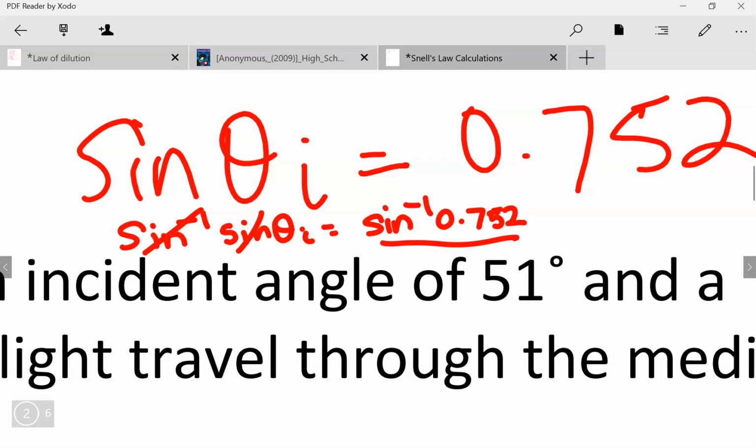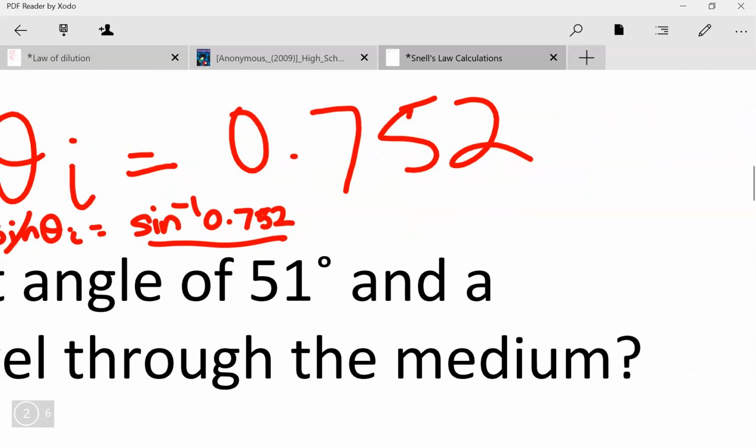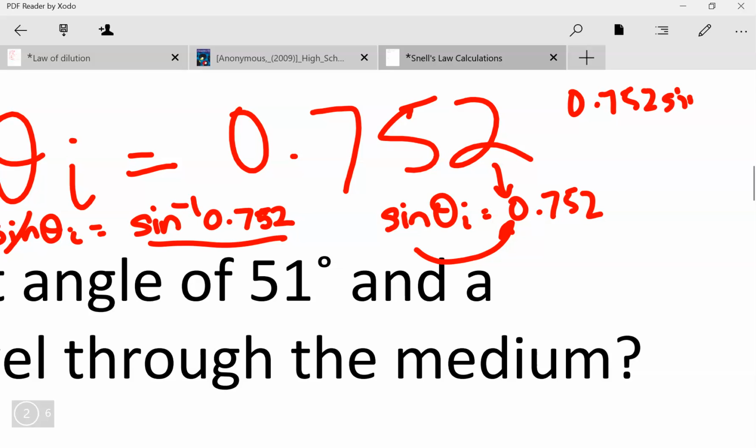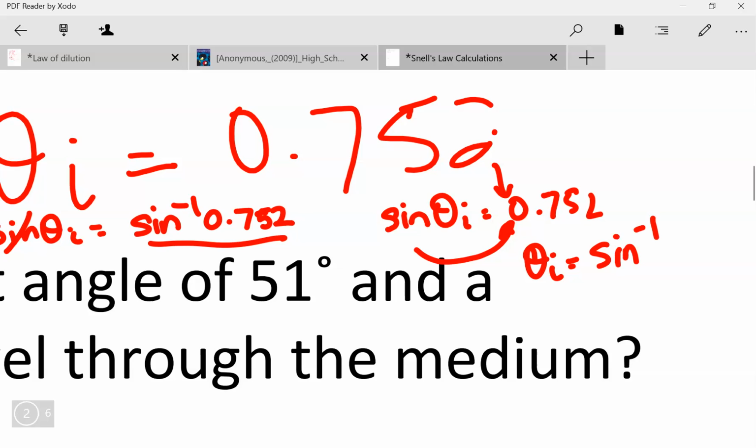Alternatively, if you want to move it over to the other side, and you're starting with sine theta I equals 0.752, you'll note that when you move the sine over, it always goes over to the front of the other side. So you can't write 0.752 sine, or 0.752 divided by sine, or 0.752 sine inverse. All these things are wrong because the sine inverse function always goes right to the front of the other side. So this becomes theta I equals sine inverse first, and then you put whatever was sitting on your other side. In this case it was 0.752.